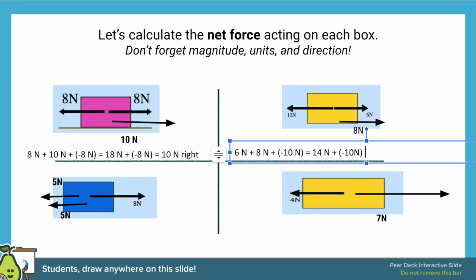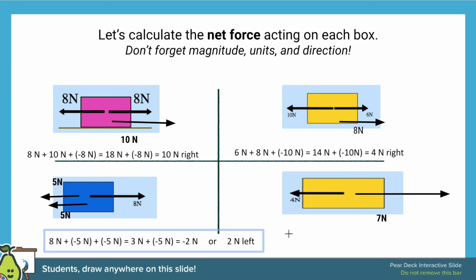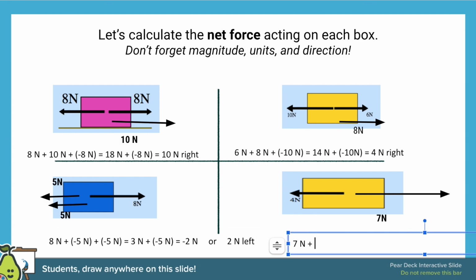And 14 plus negative 10 is 4 newtons to the right. Next problem. 8 newtons to the right is positive, 5 newtons to the left is negative, and another 5 newtons to the left is also negative. So now we have 8 minus 5 is 3 newtons plus negative 5 newtons equals negative 2 newtons, or 2 newtons left. And we've already seen this one before. 7 newtons to the right plus negative 4 newtons is 3 newtons to the right.